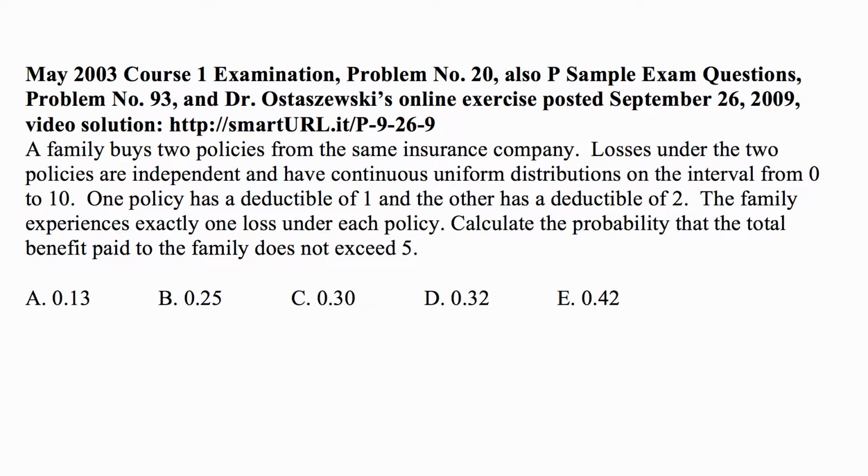Here's a problem for today, for exam P on probability. A family buys two policies from the same insurance company. Losses under the two policies are independent and have continuous uniform distributions on the interval from 0 to 10. One policy has a deductible of 1 and the other one has a deductible of 2. The family experiences exactly one loss under each policy. Calculate the probability that the total benefit paid to the family does not exceed 5.